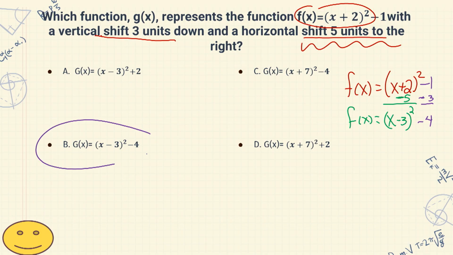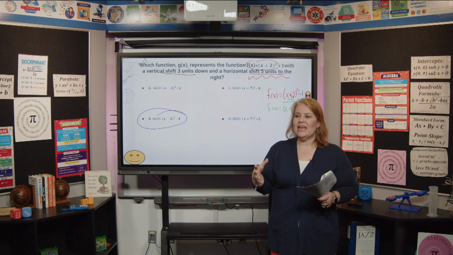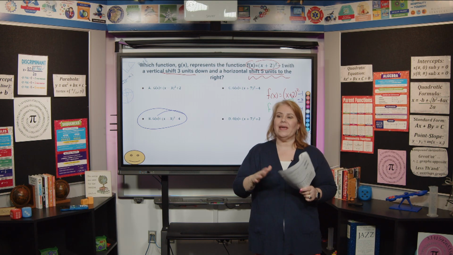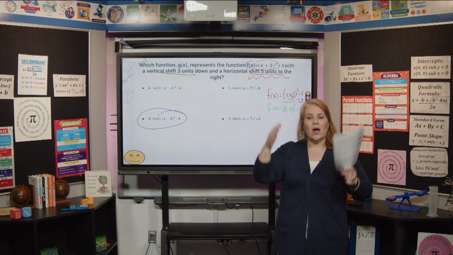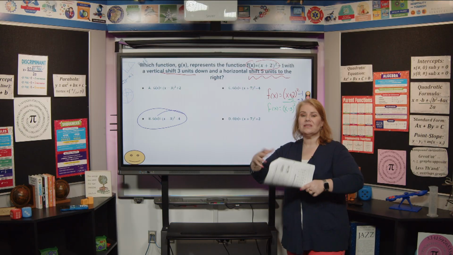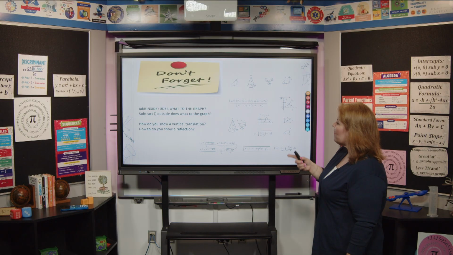squared minus 4. So when I'm given a function and it tells me how to do the transformation, if I'm going left or right, that's the operation I do to my x value. If I'm going up or down, that's the operation that I'm going to do to my y value, or outside of that parentheses.